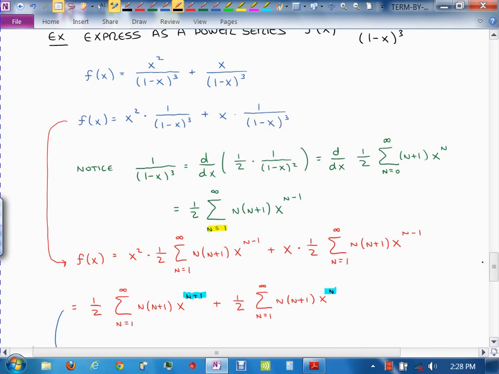So let's see. X squared there, right? Here's this whole series right here. This thing right here turns into this series. So 1/2 sum n equals 1 to infinity, n times n plus 1, x to the n minus 1. Then I have x, which is here, times 1/2, and then there's that series again. Got it? Okay. Now what?